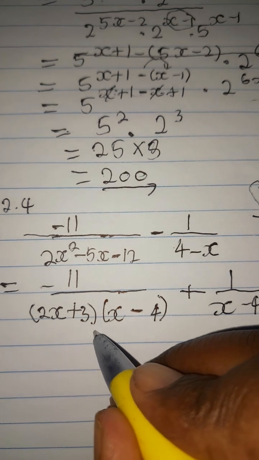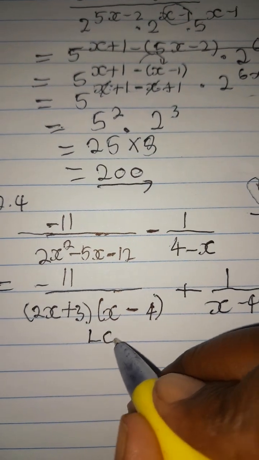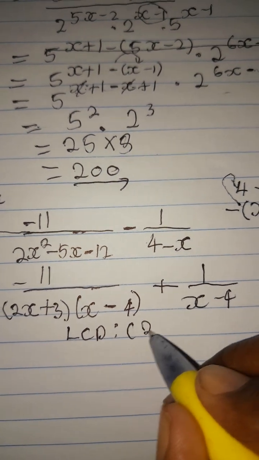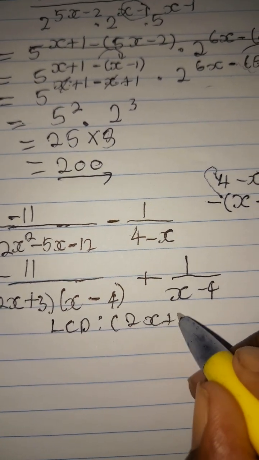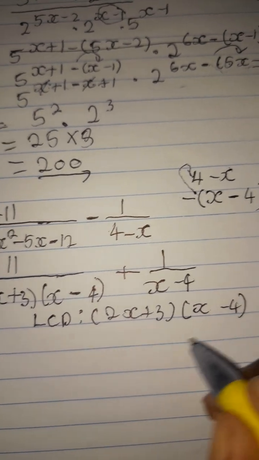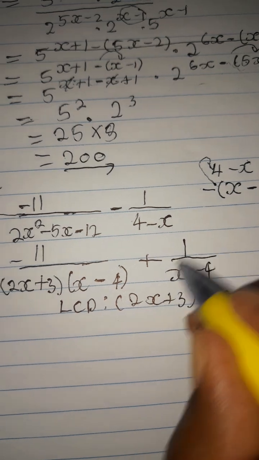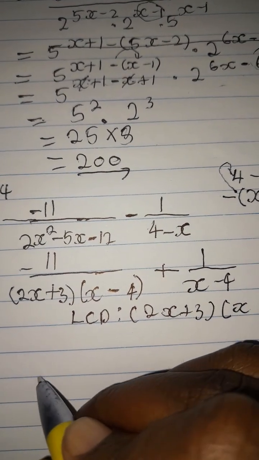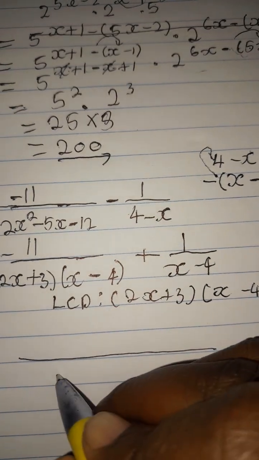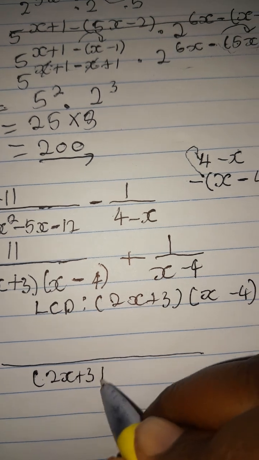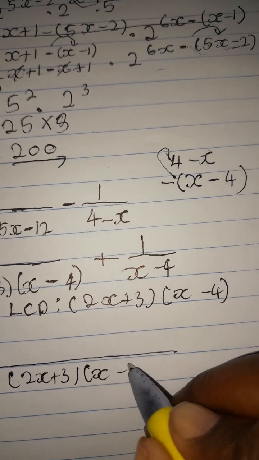So from there, because we have a plus, we are simplifying a fraction, we must have an LCD. Our LCD, lowest common denominator, it's 2x plus 3, as well as x minus 4. If I multiply everything by an LCD here, I will first insert my denominator. I'll first put my denominator 2x plus 3 as well as x minus 4.